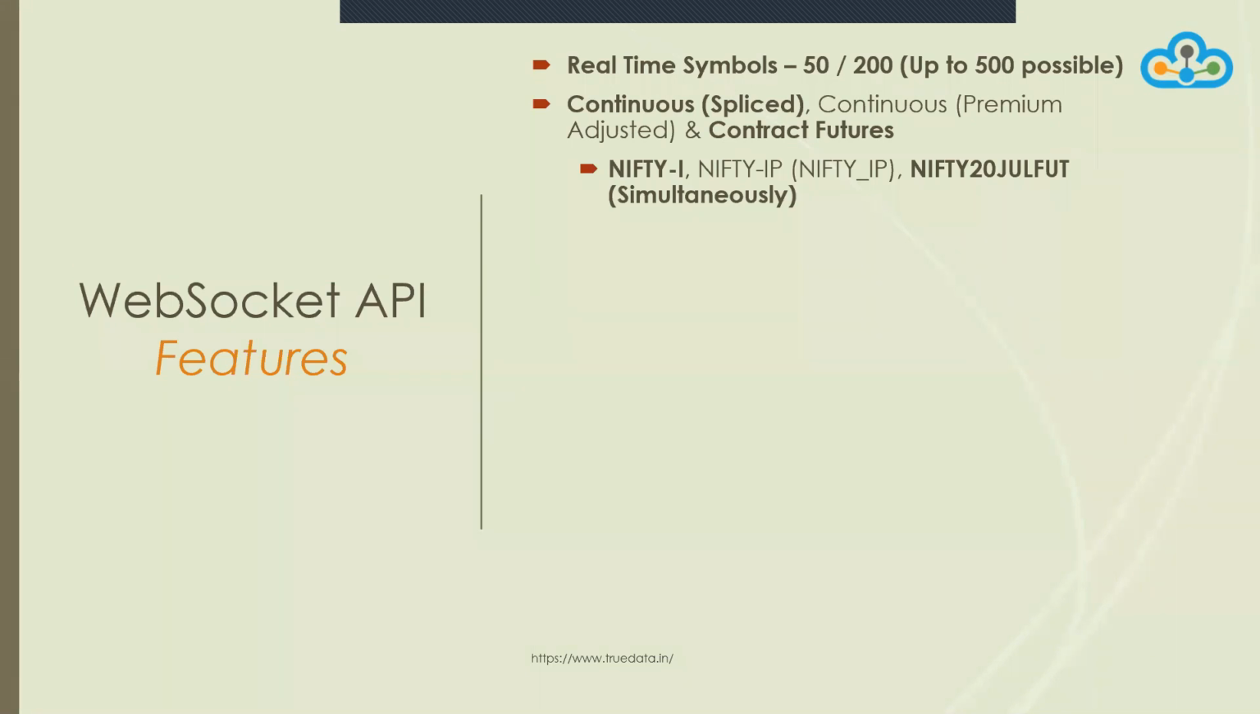So for premium adjusted futures, this will be the symbol code. Nifty-I will be for spliced, which is normally what the continuous futures you are seeing in the industry. They are going to be coming out with -IP. When you see P, it is premium adjusted.